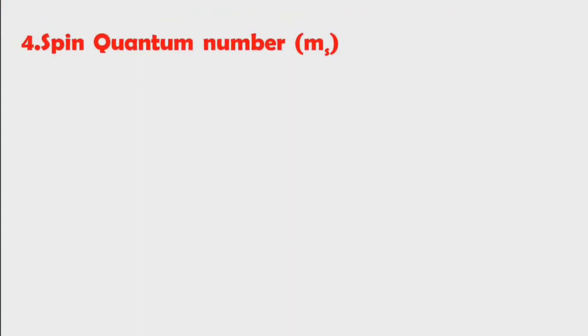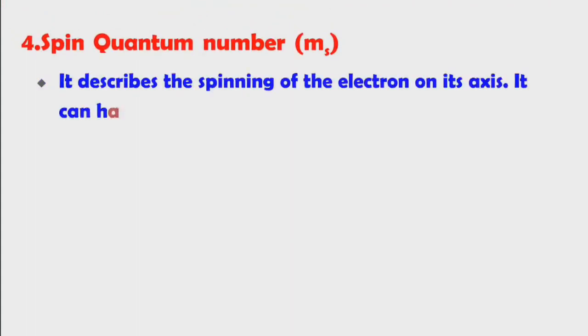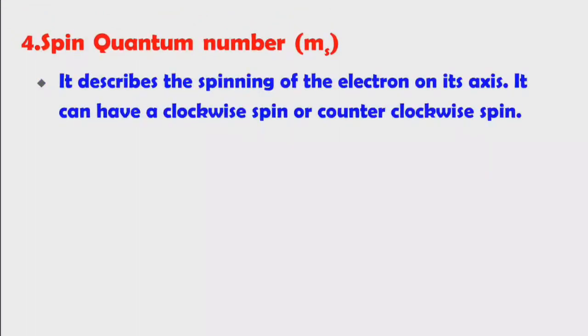Spin quantum number, represented with small ms. It describes the spinning of the electron on its axis. It can have a clockwise spin and a counterclockwise or anti-clockwise spin.